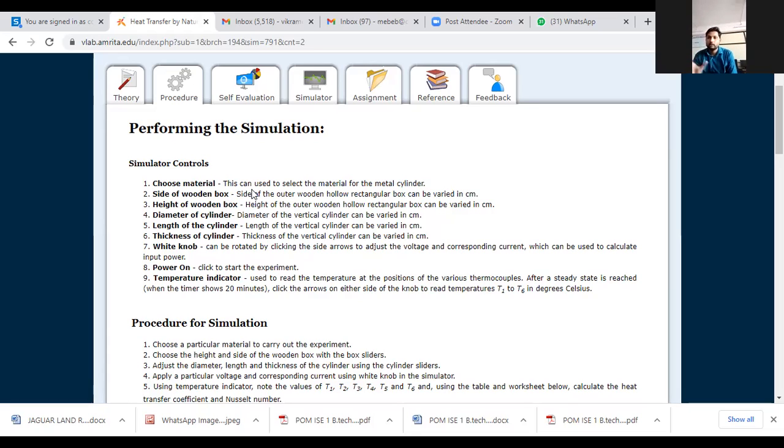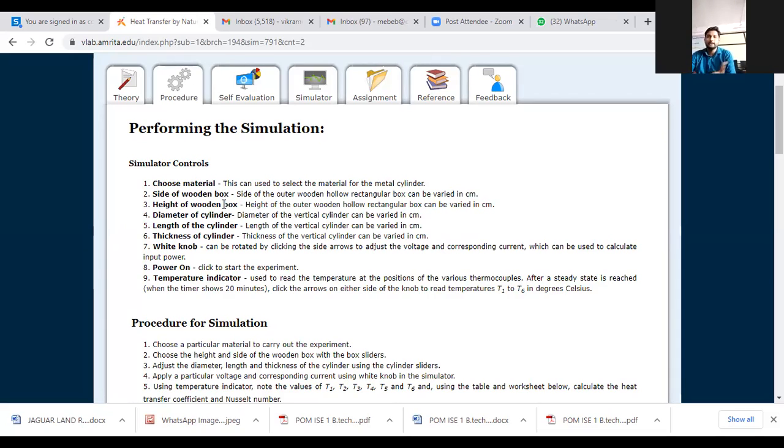Okay, so the length of the wooden box. Okay, height of the wooden box. So next also we have to decide how much height we want to provide to that wooden box.